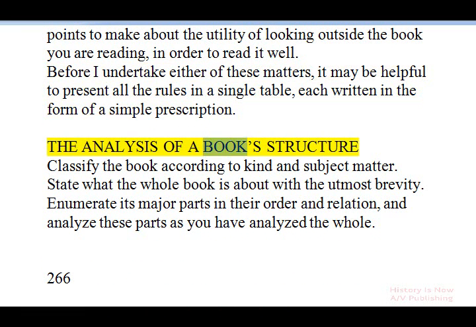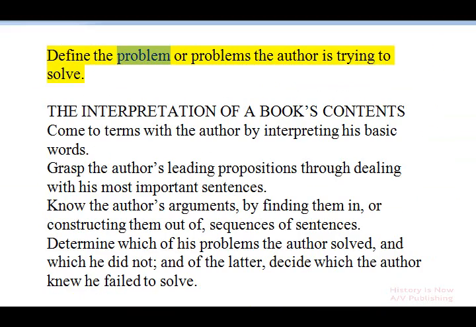The analysis of a book's structure. Classify the book according to kind and subject matter. State what the whole book is about with the utmost brevity. Enumerate its major parts in their order and relation, and analyze these parts as you have analyzed the whole. Define the problem or problems the author is trying to solve.